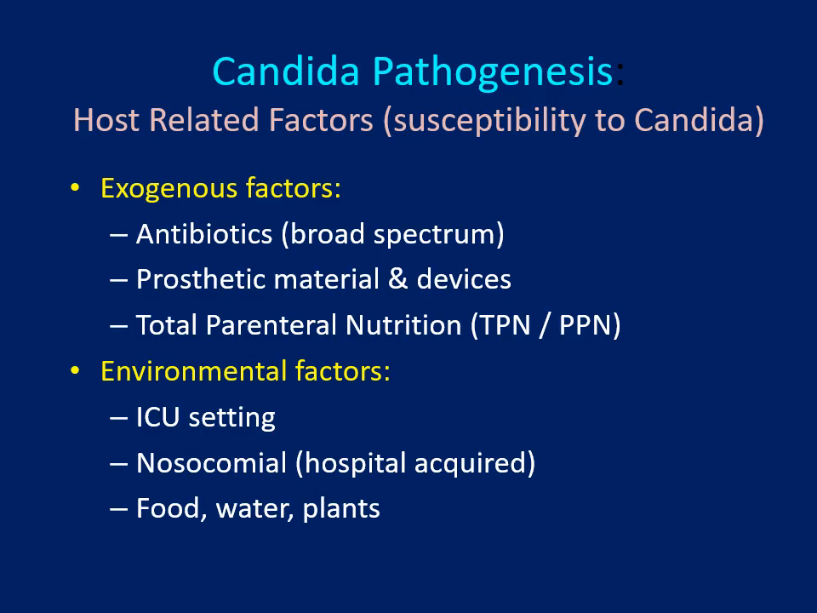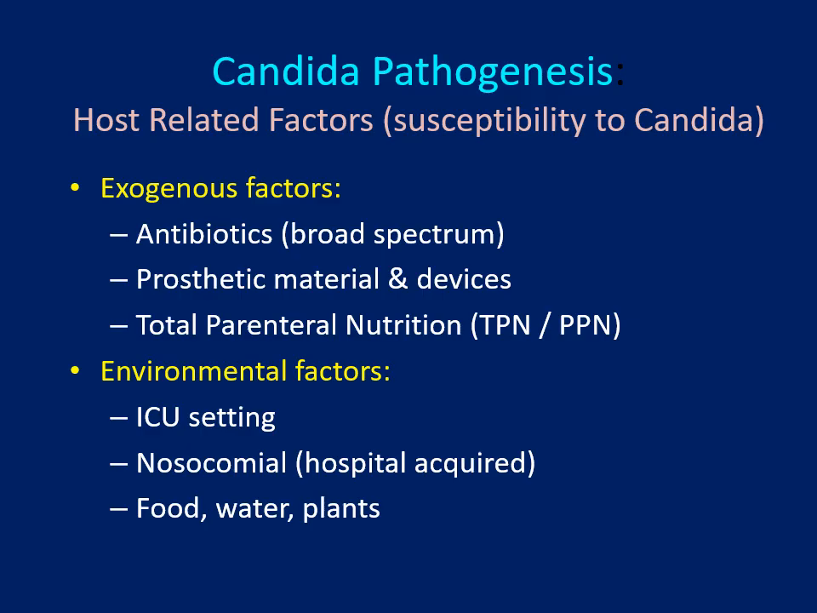The exogenous factors in hosts that predispose to candida infection are mainly antibiotics, especially prolonged and broad spectrum antibiotics, since antibiotics will kill the bacteria that compete with the candida inside our GI tract. So the more you give antibiotics, the more they are broad spectrum and prolonged, the more likely that the candida will flourish in the GI tract, overgrow, and produce invasive disease.